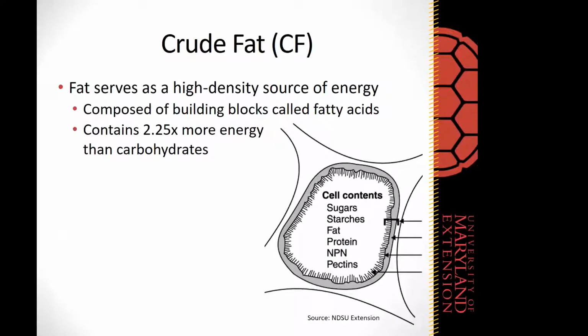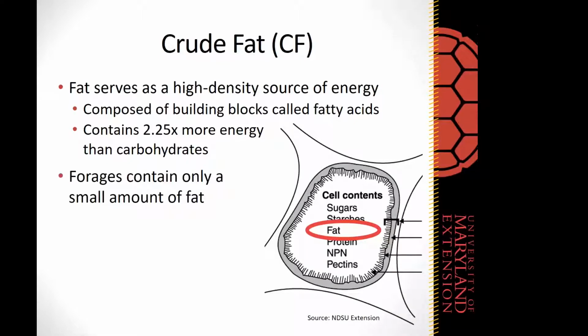The next nutrient is fat. So fat, of course, is a very high density source of energy. So like protein is composed of amino acids, fat is composed of fatty acids. And the reason it's so energy dense is it contains actually 2.25 times more energy than carbohydrates. So it's really our most energy dense nutrient. Fat, of course, is primarily found in the interior of that cell. So it's one of the more soluble components, but actually forages really only contain a very small amount of fat. So we don't see a huge amount of fat present in our forages. It's usually just a very small percentage.